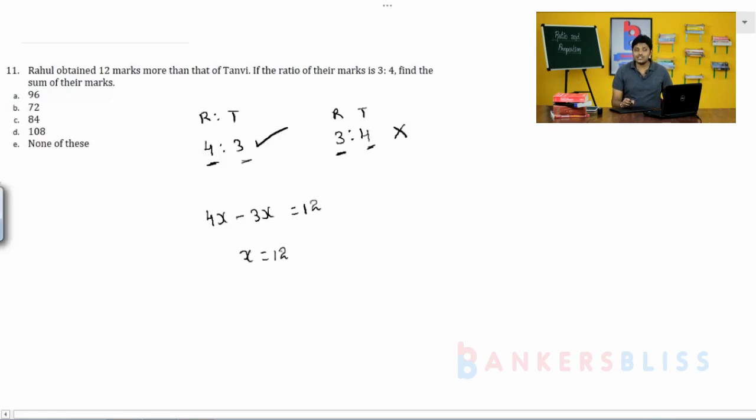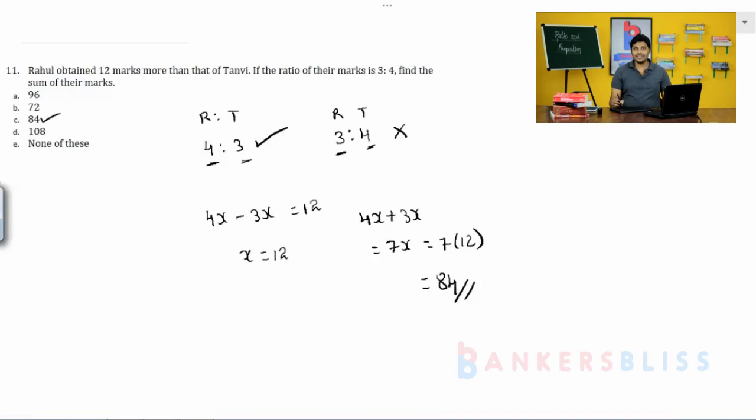But what they are asking? They are asking sum of their marks. Sum of their marks 4x plus 3x, which is equal to 7x, which is equal to 7 into 12. 12 sevens are 84. So, the ultimate answer is 84. Option C is the right answer.